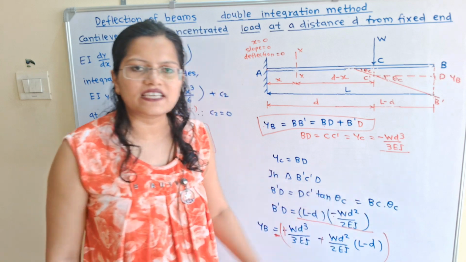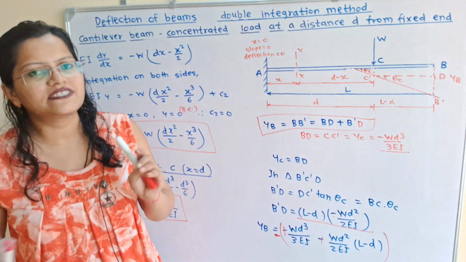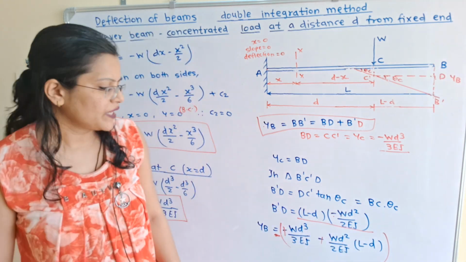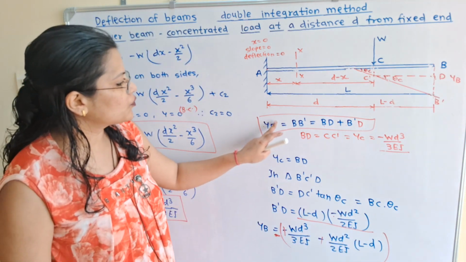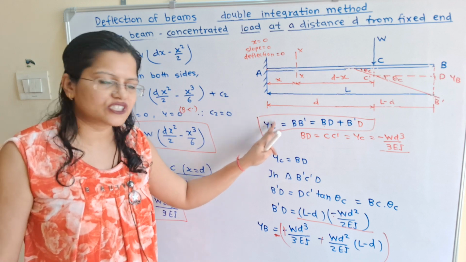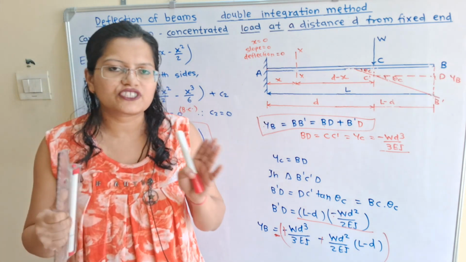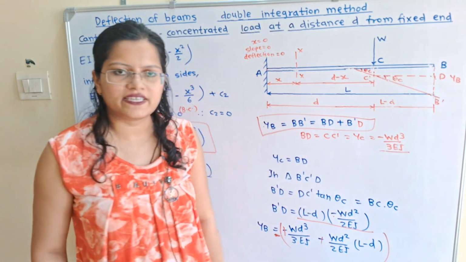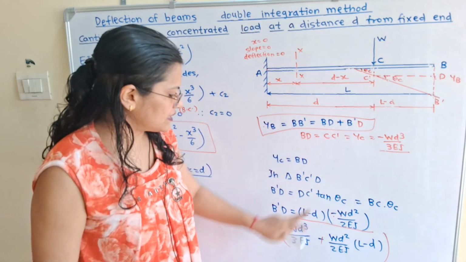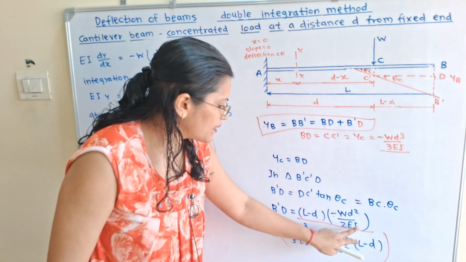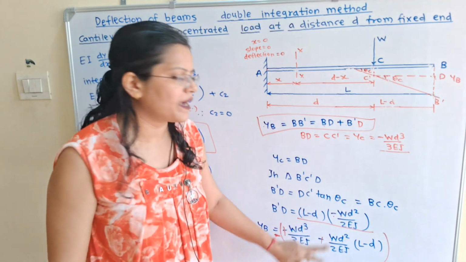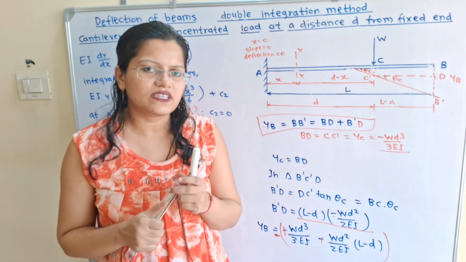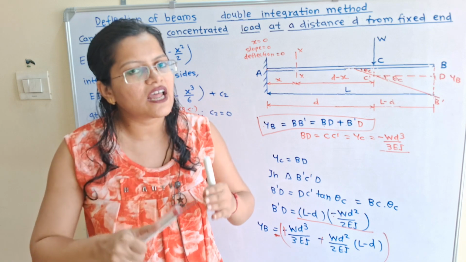So the value of theta C, that is the slope at point C, we have calculated as minus W d square by 2 EI. Now to calculate deflection at point B, that is the deflection at the free end, yB is equal to minus W d cube by 3 EI plus B dash D, that is minus W d square by 2 EI inside the bracket L minus d. Now this negative sign indicates the direction of the deflection, that is it is in the downward direction.